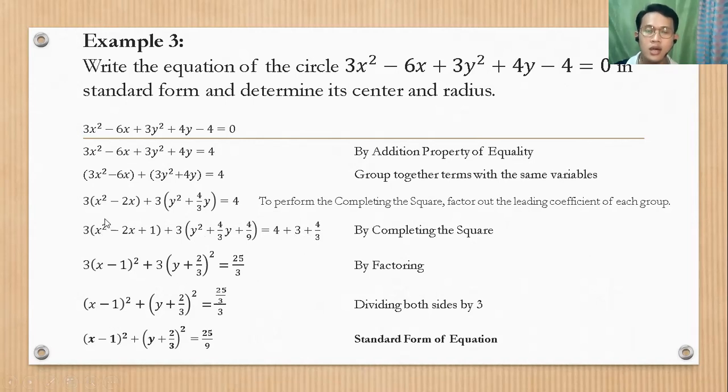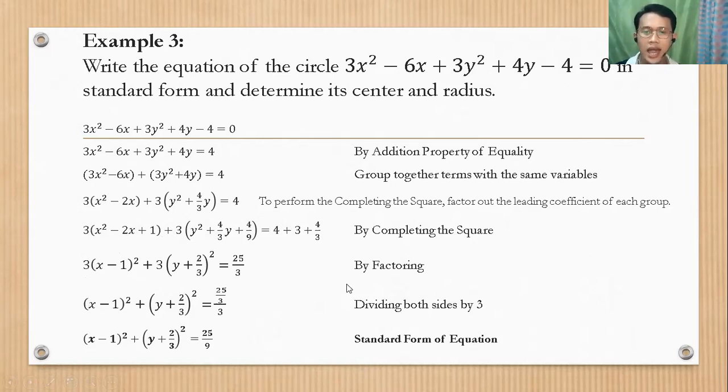And you need to take into account, so that's 3 times 1, that's 3. And then 3 times 4 over 9, that's 4 over 3. You can try it out in your calculator to make sure the answer is 4 over 3. Now that we have a perfect square trinomial, we can reduce that one. So here we go: 3 times the quantity x minus 1 squared.